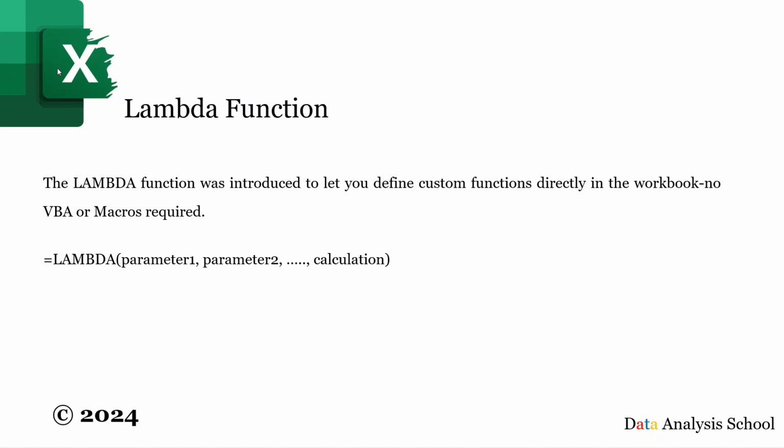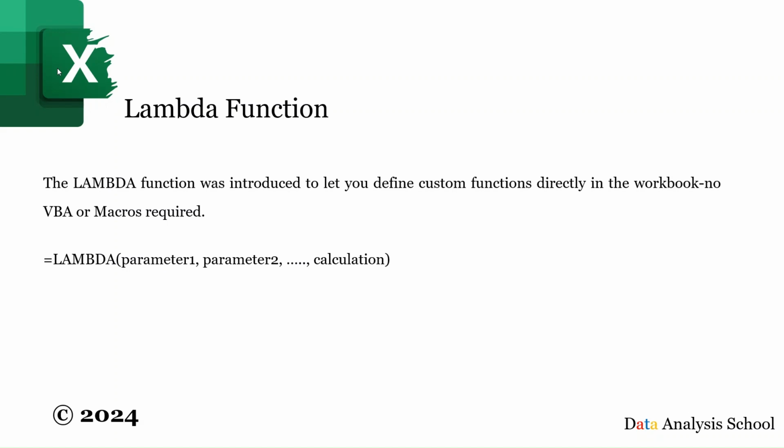Here is the syntax of the Lambda function. It takes two or more arguments, which are the parameter and the calculation. The parameters are the variables your formula will use, while the calculation is the formula or logic that uses those parameters. Once you create a Lambda function, you can save it as a named formula and reuse it throughout your workbook just like any built-in Excel function.